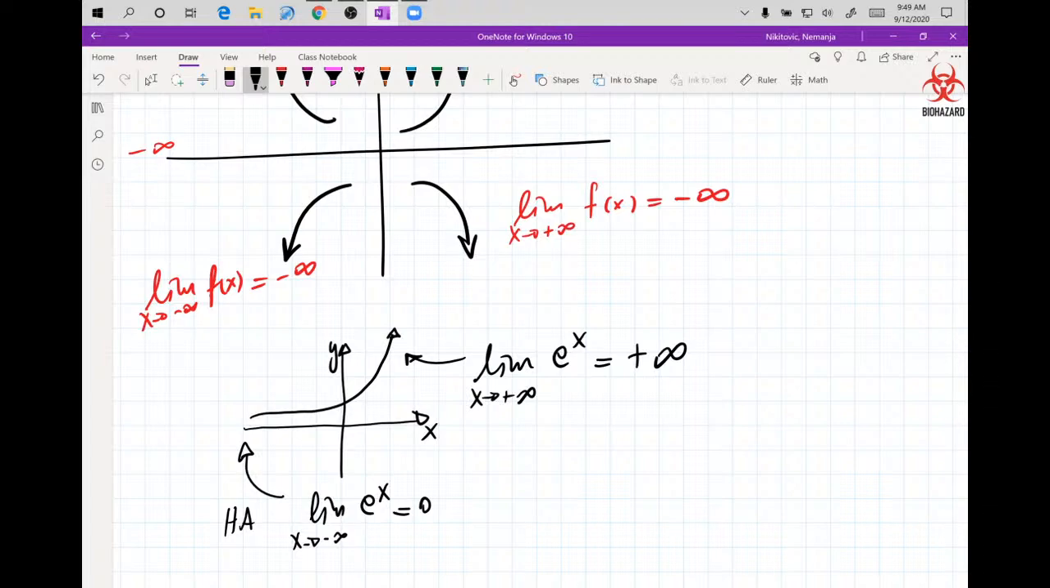There is no a plus and a minus, approach from the left and the right, because these are infinities, not a finite value a. So you are not approaching a point, you are approaching infinity.